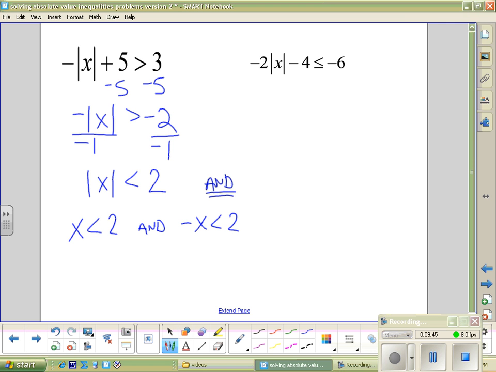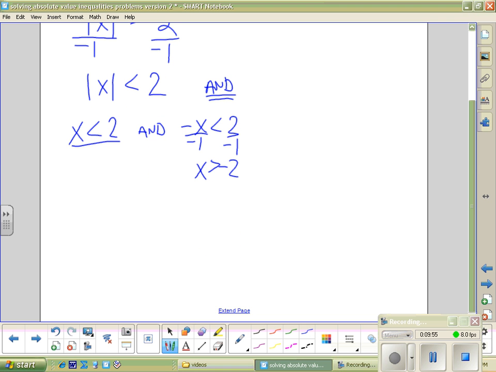Now the left one's already solved, so I'm done with x is less than 2. The one on the right I have to divide by -1. So I'm going to get x is greater than -2. So I'm going to go ahead and write my solution down in the compound inequality form before I do my graph.